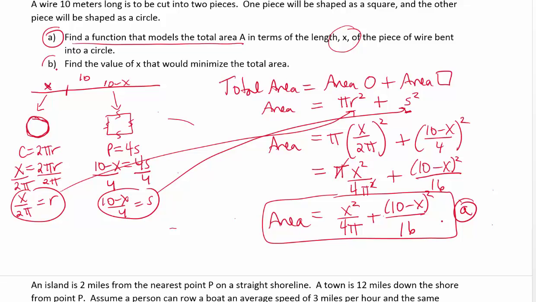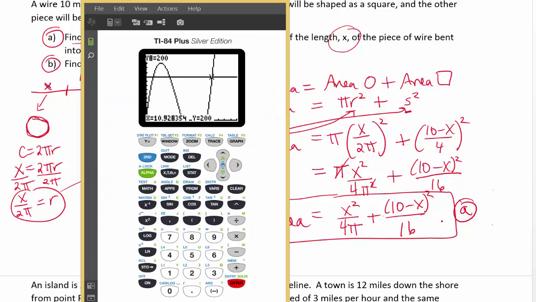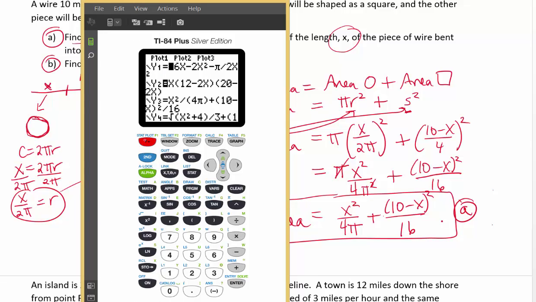For part B, it wants the minimum total area. So we're going to want to graph this, and we're going to use our calculator because it's too messy to try to do by hand, and we're going to locate the minimum on that graph. So let's pull up our calculator. I need to turn off the graphs we were just using because we don't need them anymore.